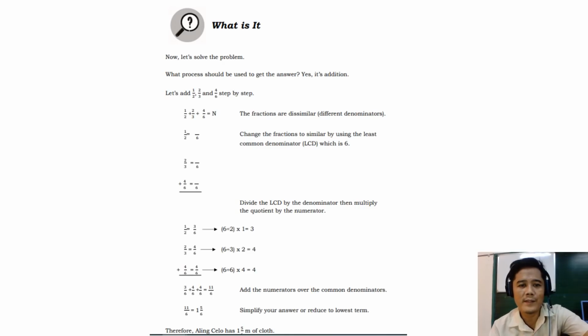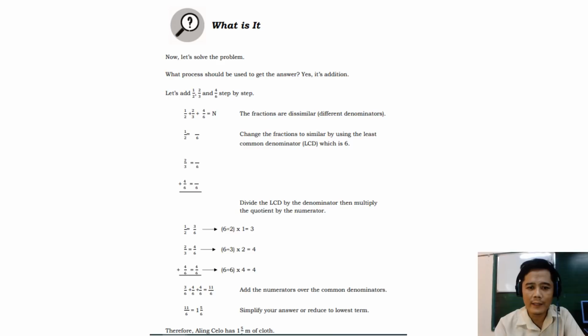Okay, so now let's solve the problem. What operation should be used to get the answer? Yes, very good. It is addition. So now we have to add the 1/2, 2/3, and 4/6 step by step.